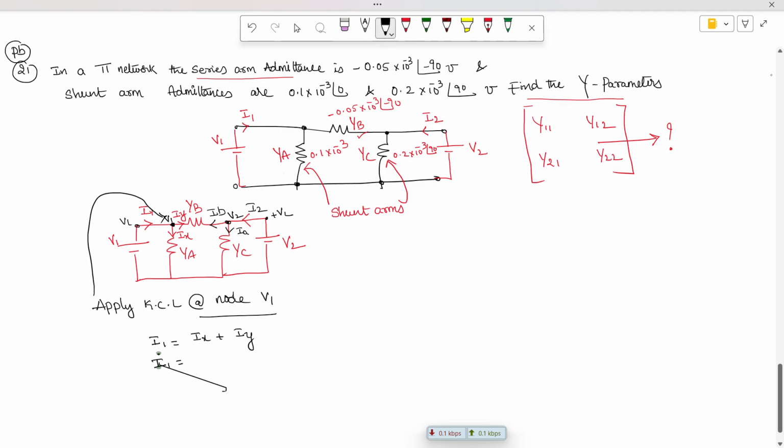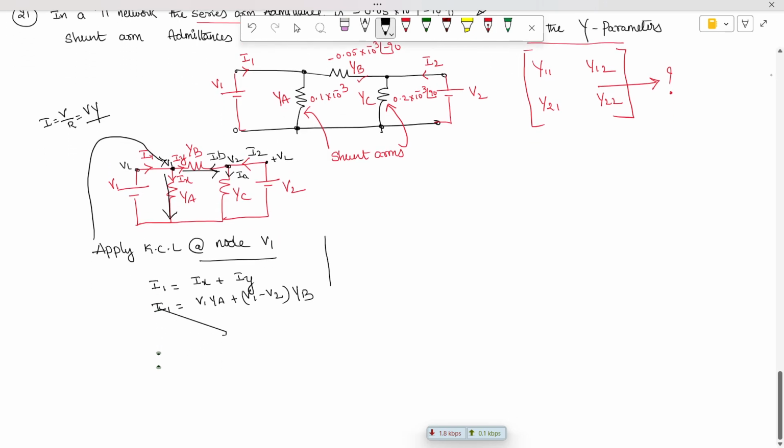How to write the current Ix, the current flowing in this branch? We have the formula current I is equal to V by R, which we can write as V times Y, voltage into admittance. The voltage here is V1 and the admittance is YA. How to write the current flowing in this other branch? High potential minus low potential, V1 minus V2, multiplied with the value of YB. So now we get one equation.